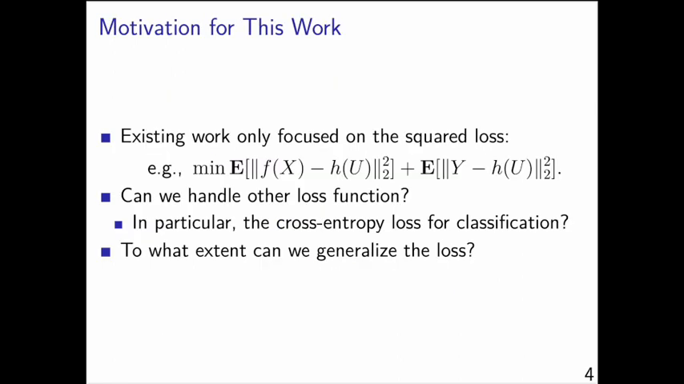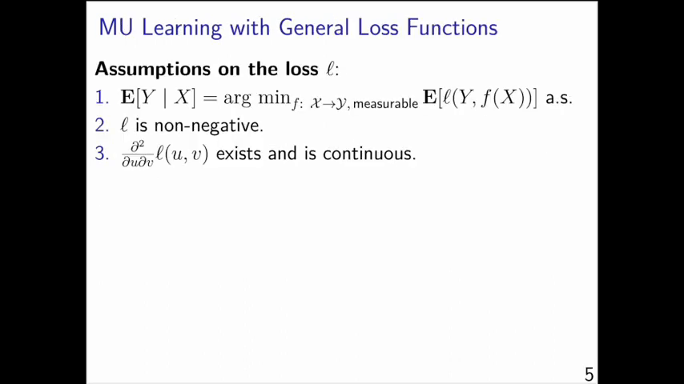Existing MU learning research only focused on the squared loss. A natural question is, can we handle other loss functions? In particular, for classification tasks, the cross-entropy loss is more popular. We want to extend MU learning to allow for a more general loss function family. To what extent can we generalize the loss? These are the motivation for this work.